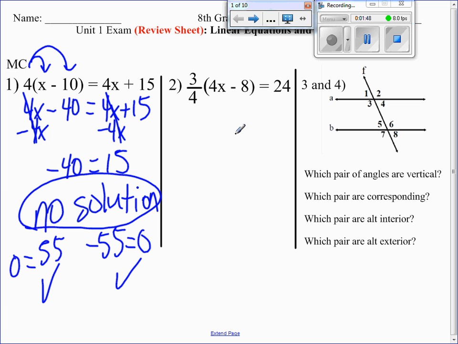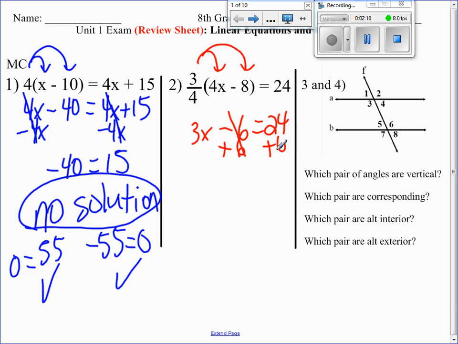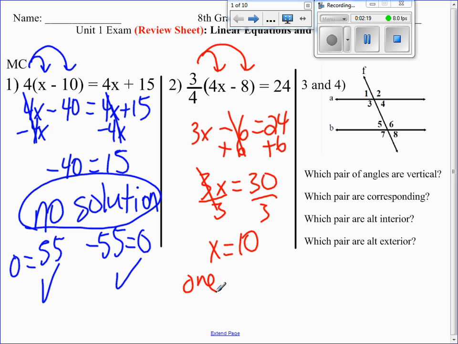So the next one, there's two ways to do it, so I'll show you both ways. The first way is just to distribute the fraction, which this one's easy because of the numbers that are here. 3 over 4 times 4x, the 4's cancel out, so you're just left with 3x. And then 3 over 4 times negative 8 is minus 6 equals 24. Add 6 to both sides. 3x equals 30. Divide both sides by 3. X equals 10. One solution.